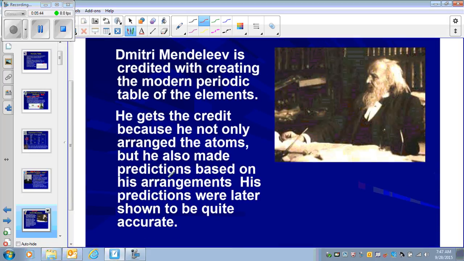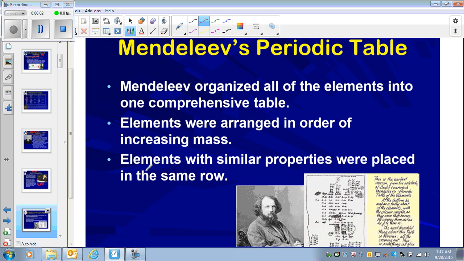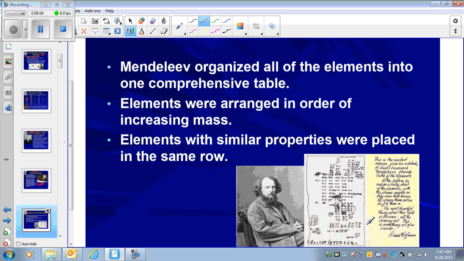And after we had a published periodic table, there were some spaces here or there that were not filled, and that helped scientists a lot to discover the elements that were not known at that time. So here is a little bit of Mendeleev's periodic table that he organized in the form of a table.